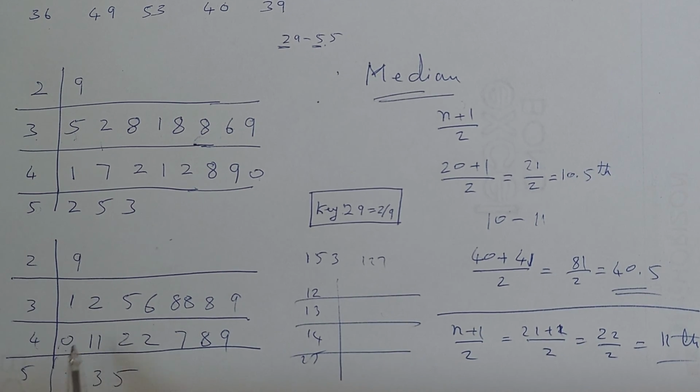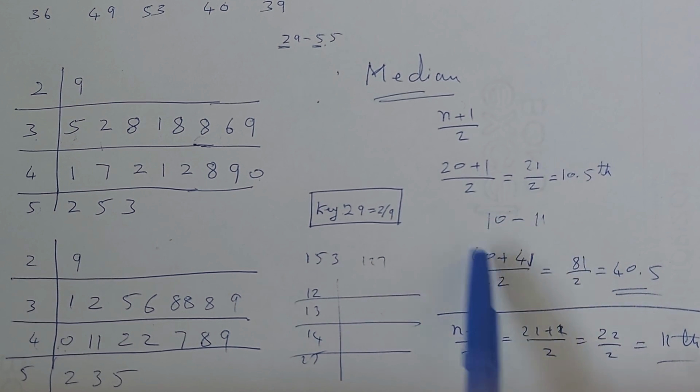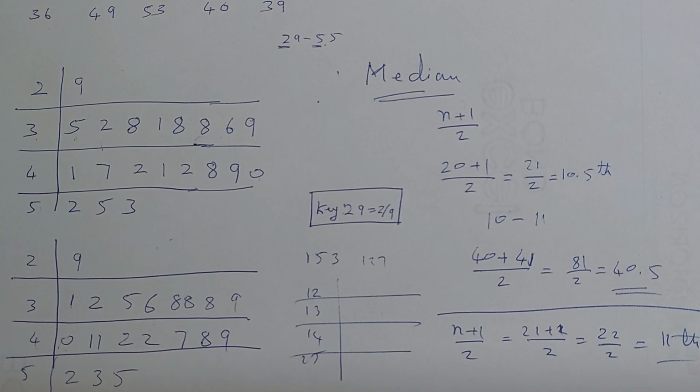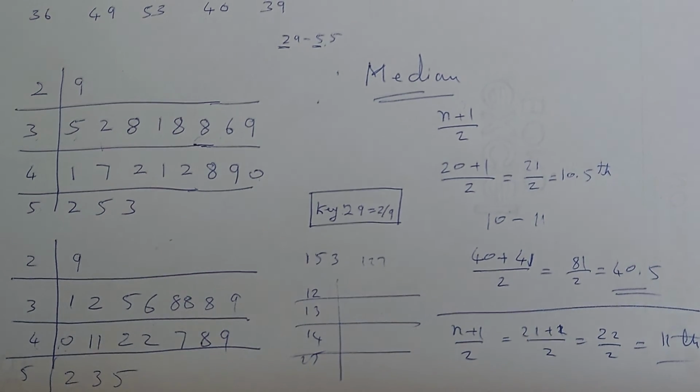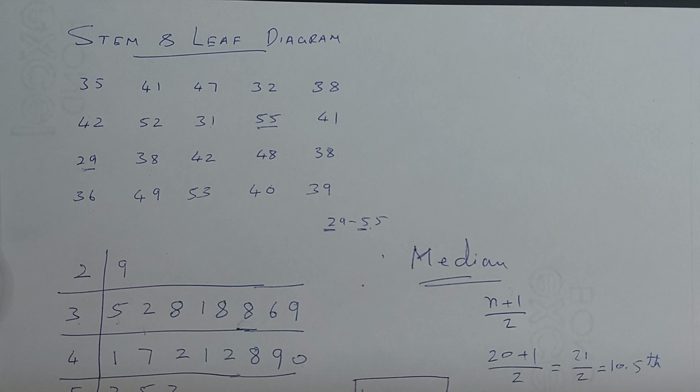Just count and get your 11th value, which is 41. So it's really easy. The only thing is, if you have two values, two numbers, just add them, divide by 2. So this was stem and leaf.